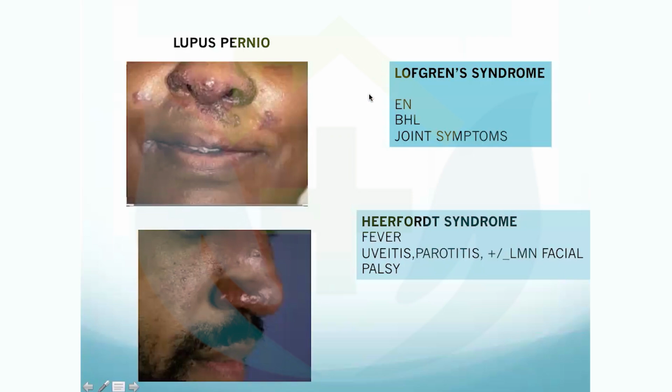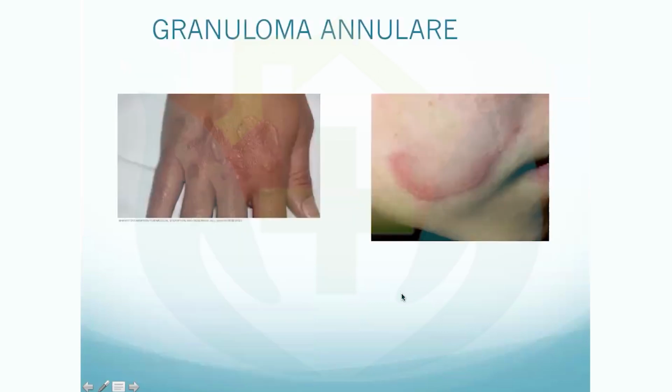And Löfgren syndrome is erythema nodosum, bilateral hilar lymphadenopathy with joint symptoms, and Heerfordt syndrome is sarcoidosis with fever, uveitis, parotitis, and Bell's palsy. So again, these are for academic learning.